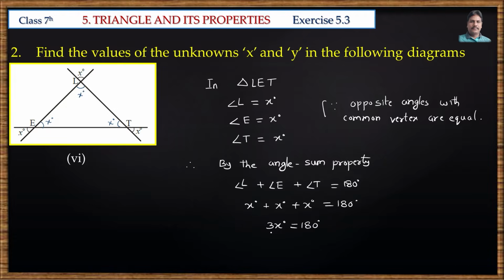If we transpose 3 to the right side, it will divide the 180. So x degrees is equal to 180 by 3. 3 ones are 3, 3 6s are 18, 3 0s are 0. Therefore x value is 60 degrees. This is the answer.